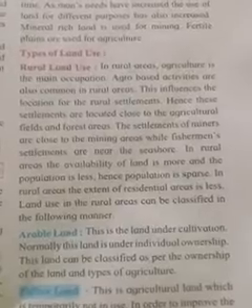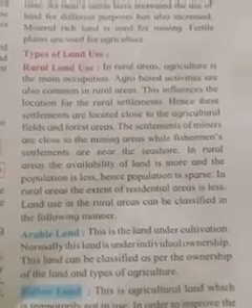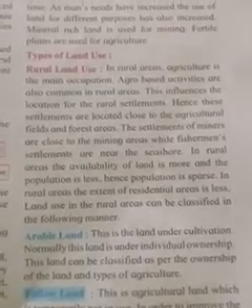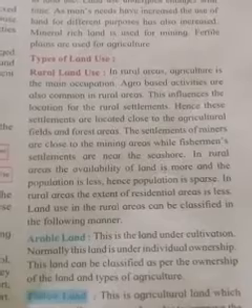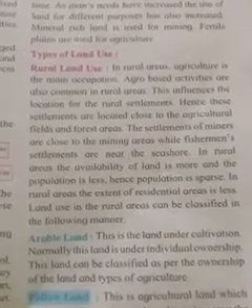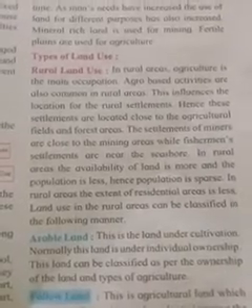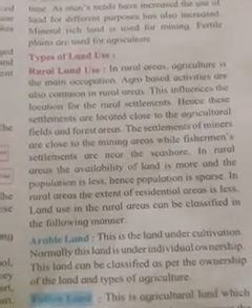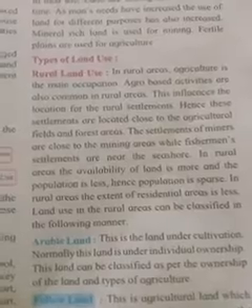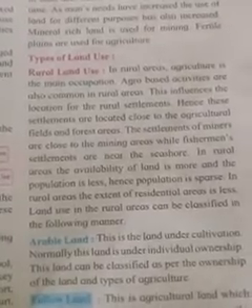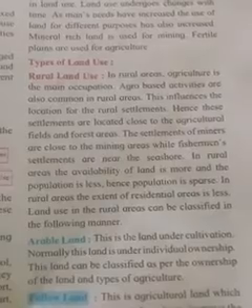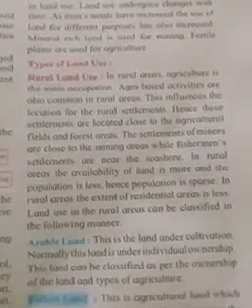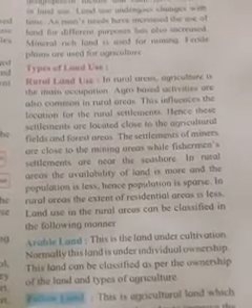In rural areas the availability of land is more. That means in this type of land the availability of land is more and the population is less, and the population is sparse. That means the population is distributed. In these rural areas the extended residential area is less. That means in this type of land use the extended residential area is comparatively low.